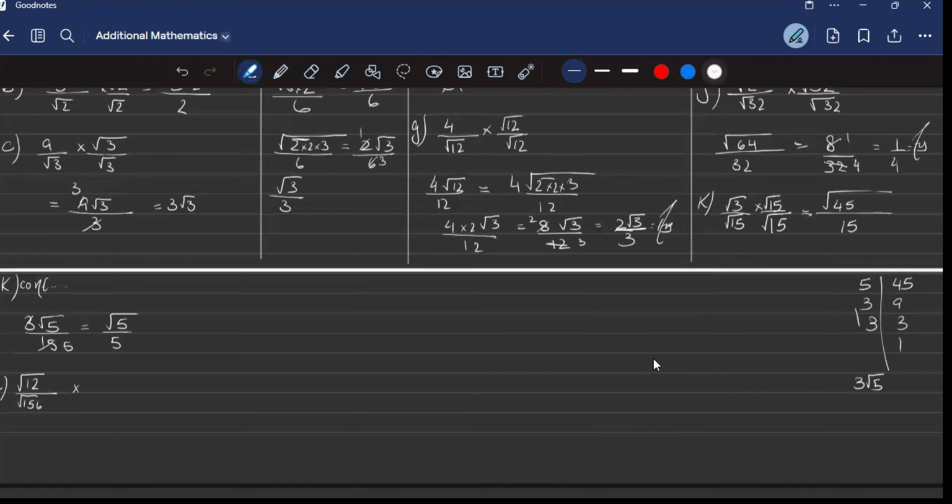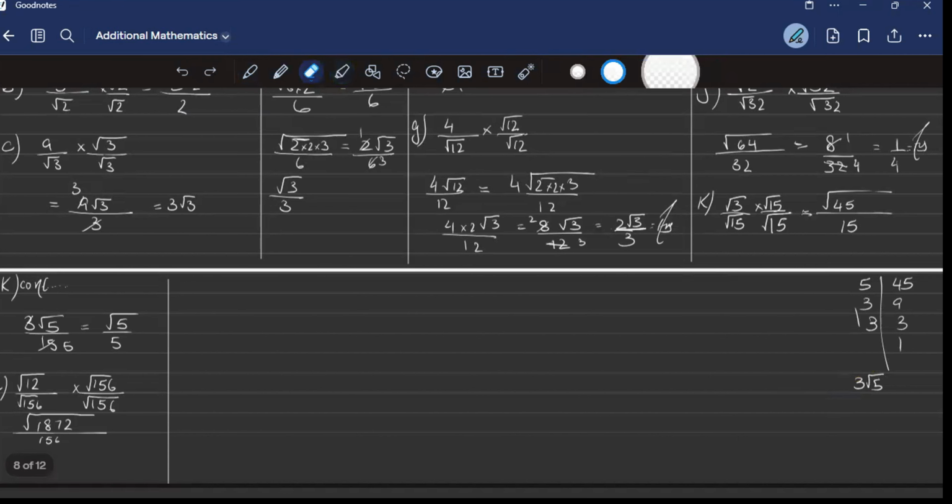Now, basically, we are going to multiply and divide this by under root 156. So under root 156 divided by under root 156. We would get under root, what is 156 multiplied by 12? 156 multiplied by 12 is 1872, and that's where things get bigger. Divided by 156.